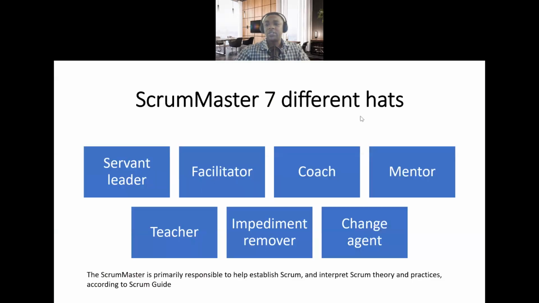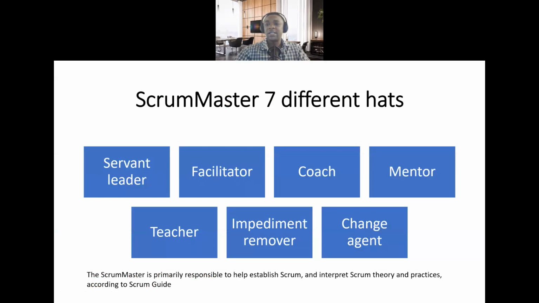All right, so today, like I said, I tried to narrow down all of these into 7 categories. 1, the Scrum Master is a servant leader. The Scrum Master is a facilitator. The Scrum Master is a coach. The Scrum Master is a mentor. The Scrum Master is a teacher. The Scrum Master is an impediment remover. The Scrum Master is a change agent. These are basically the 7 different hats that a Scrum Master puts on.